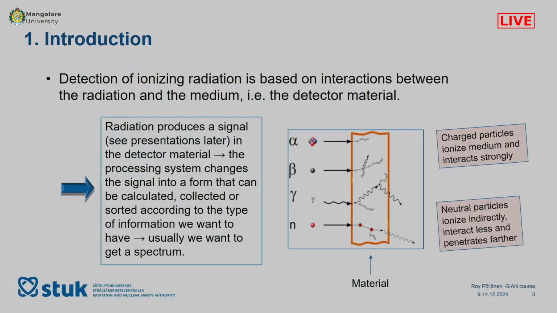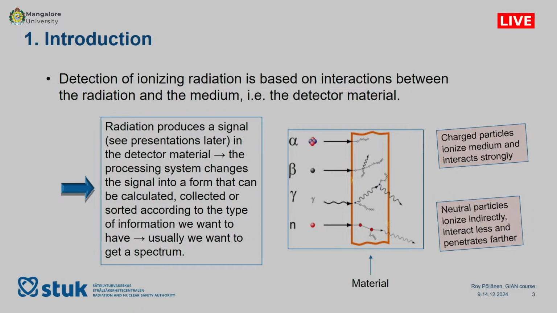So this is the basis of how we detect radiation. It is based on interaction between the radiation and the medium, in essence, the detector material. And once more, radiation produces a signal in the detector material. This could be the detector material here.